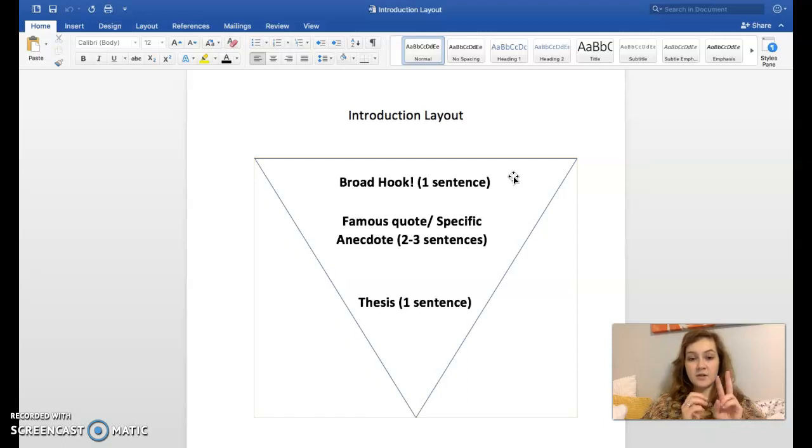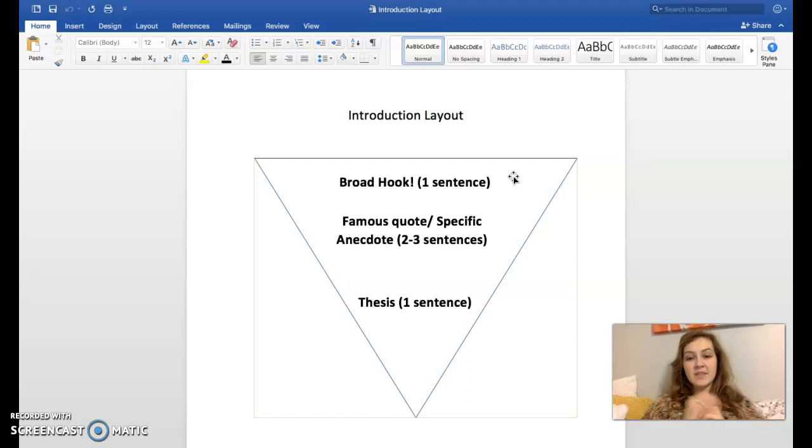The second part of your introduction is going to be an anecdote. Anecdote is just a really fancy word for a story. Just a really Englishy word for writing a short story. So in this part, you're going to take something from your person's life. Just write me 2 or 3 sentences about that experience. So I'll show you a little bit later in an example.